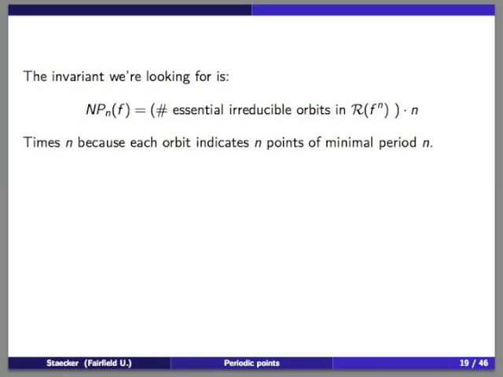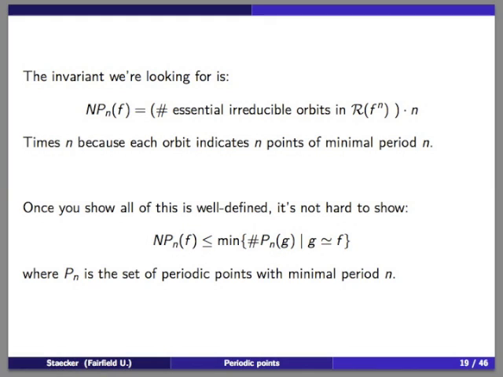This gets around the issue that some orbits may not have n classes in them. Okay. Once you show that all of what I've just said is well defined, then it's not too hard to show that this number NP_n of f is a lower bound for the number of periodic points with minimal period n in the homotopy class of f, changing the original map f by homotopy, not the iterate.